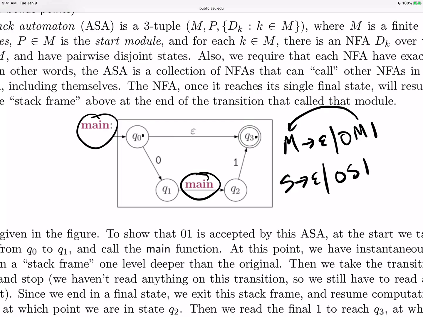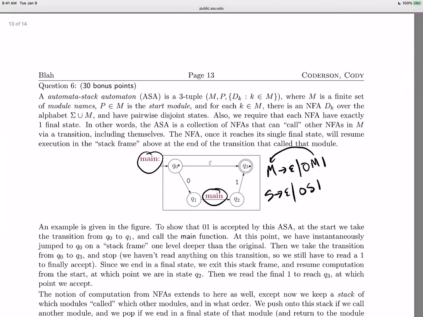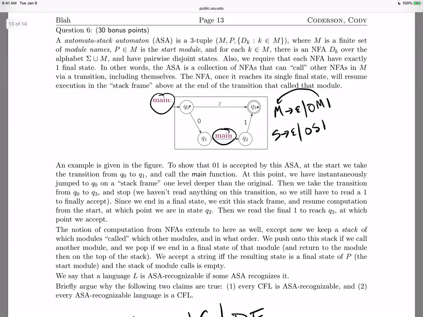So what you would do there is, if I have a bunch of rules in the grammar, for the ASA corresponding to that variable, I make one giant path that goes from the start state to the single final state. And that's it. So that's what I wanted you to see. Any questions on Q6? So what would be the right answer?